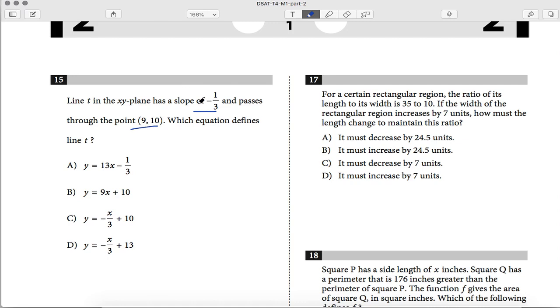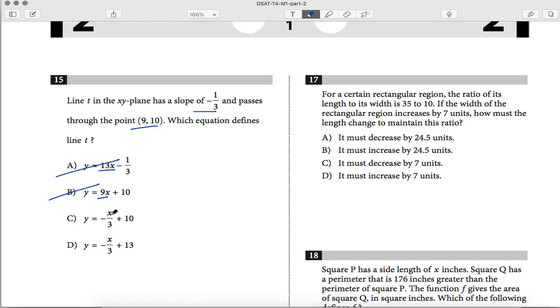So we are given the slope, which is this. So I'm going to eliminate any choice with a different slope. Slope 13, eliminate. Slope 9, eliminate. So the answer is either this or this. Which one? Well, I choose the right one by plugging in this value. When I plug in the x value, 9, it should give me 10.